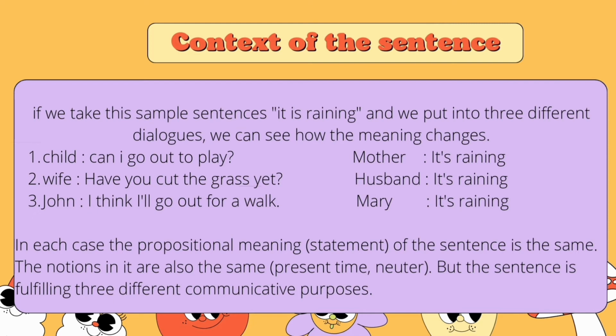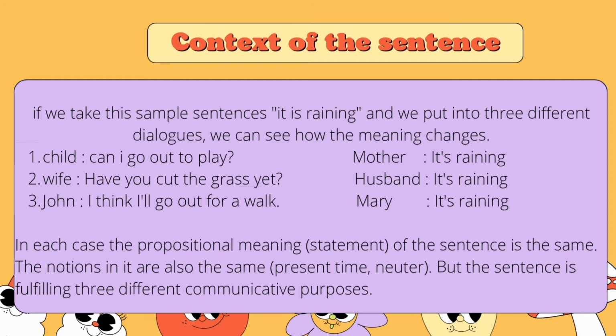In the second dialogue, it is raining functions as a reason or an excuse. In the third dialogue, this time it is probably acting as advice or a mild warning and might take place between friends.